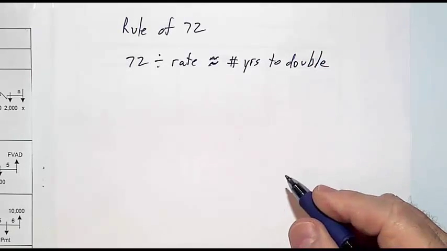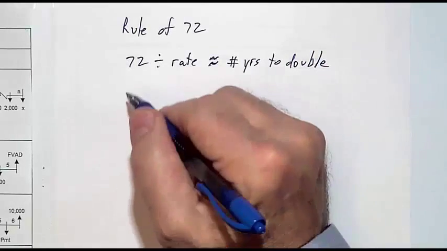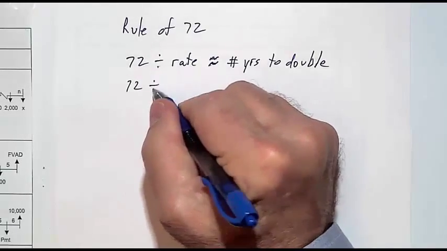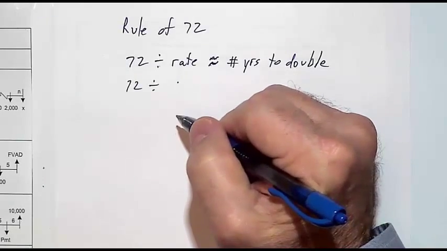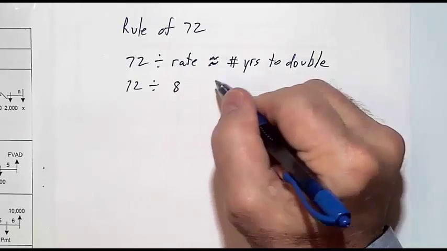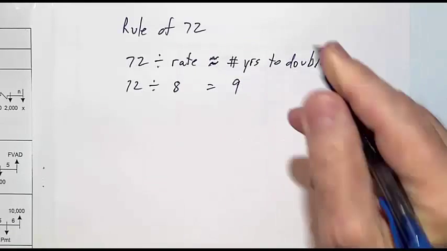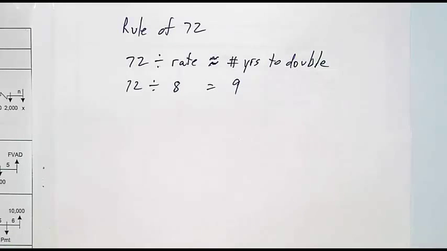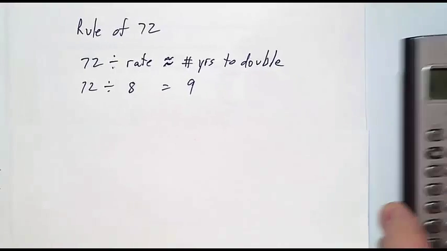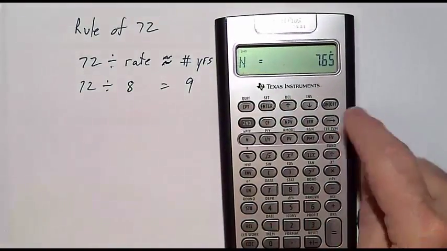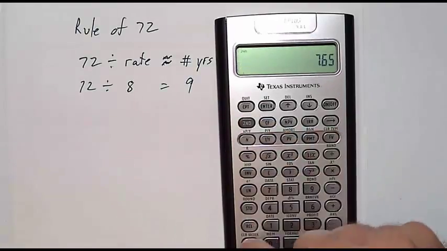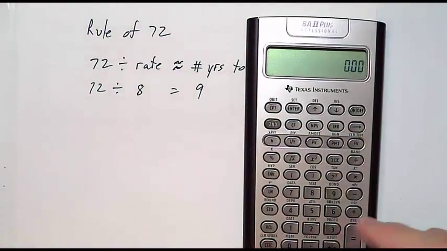Now, what does that mean? Well, let's just give an example. 72 divided by, let's say, an 8% rate, and we don't divide by 0.08, we just divide by 8, equals 9. It would take 9 years to double. Well, let's test that out a little bit. So I'm going to clear everything on my calculator. Second, clear TVM, second, clear work. And we know 72 divided by 8 is equal to 9.